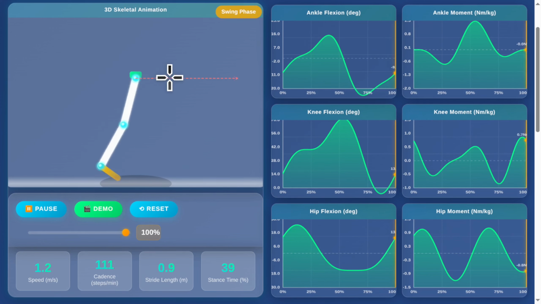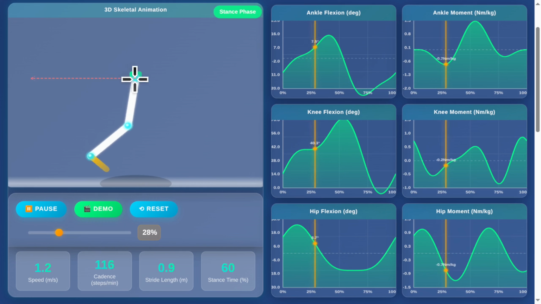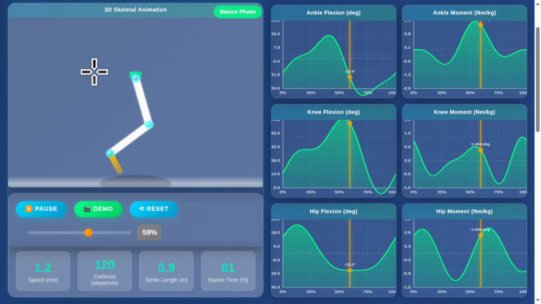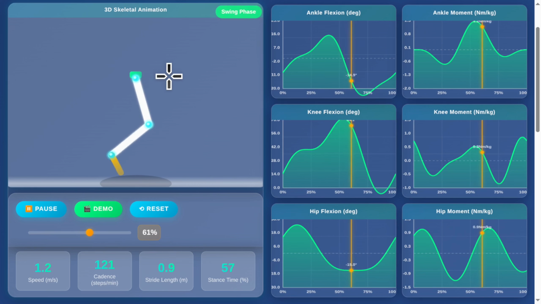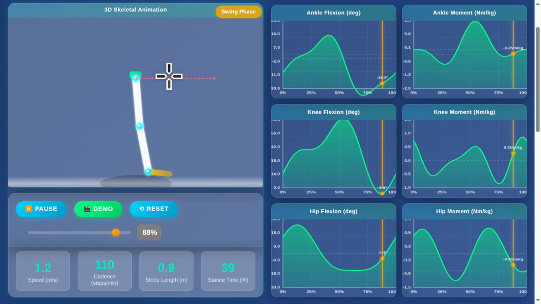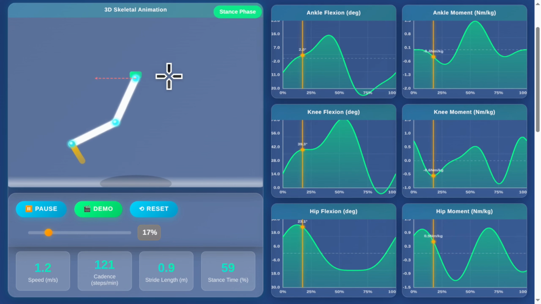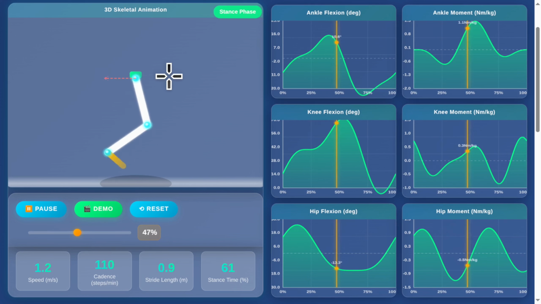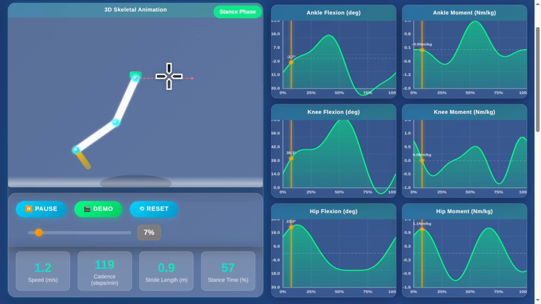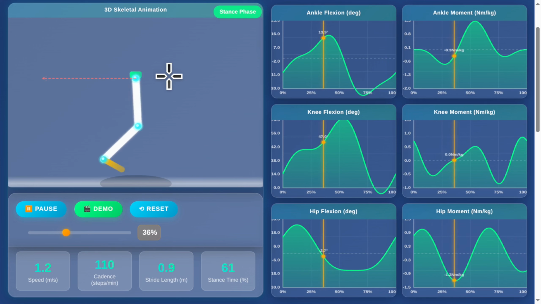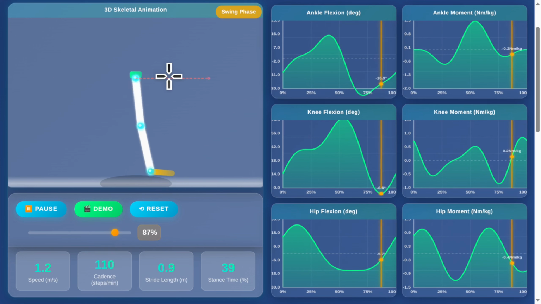Wait, and that's the red dotted line on the animation canvas? The red dotted line on the animation canvas represents the ground reaction force vector. This vector illustrates the magnitude and direction of the force exerted by the ground on the foot during the stance phase, which is a critical measurement in gait analysis for understanding how forces are transmitted through the limb and how they affect joint loading. Don't get it.